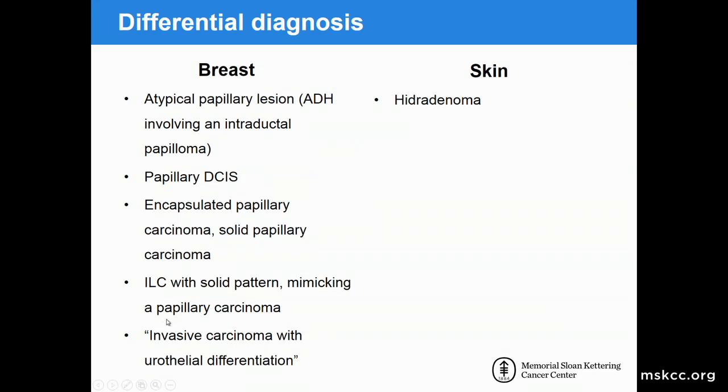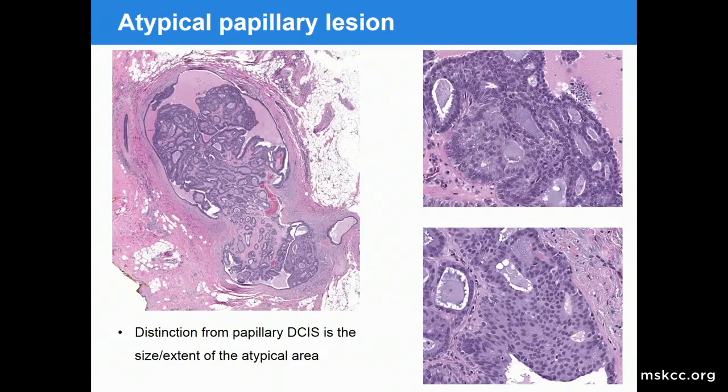And these are lower down on our differential, but perhaps an ILC with a solid pattern or this quote-unquote invasive carcinoma with urothelial differentiation. And then in the skin, within the differential was this hidradenoma. So let's go through each of these lesions, point out similarities and differences to what we have in this patient's excision. So in an atypical papillary lesion, you have focal areas of ADH that are basically involving an intraductal papilloma. And the distinction from papillary DCIS is really the size and extent of the atypical area.